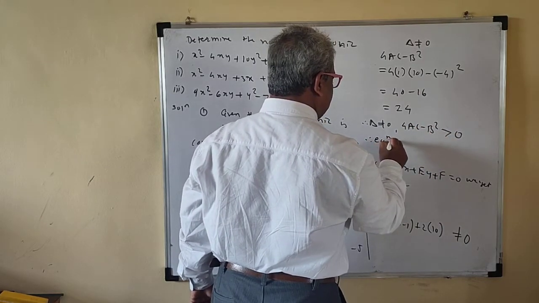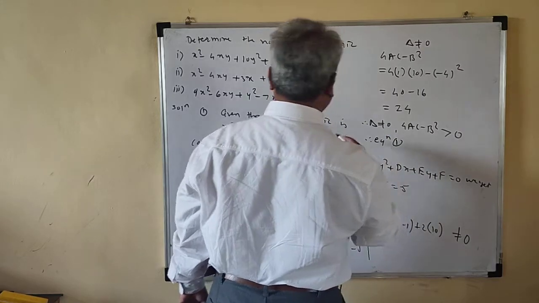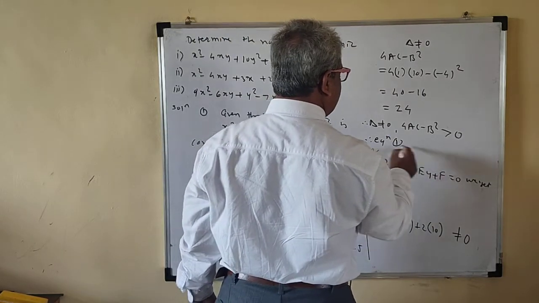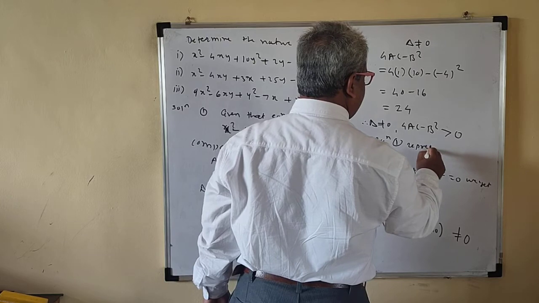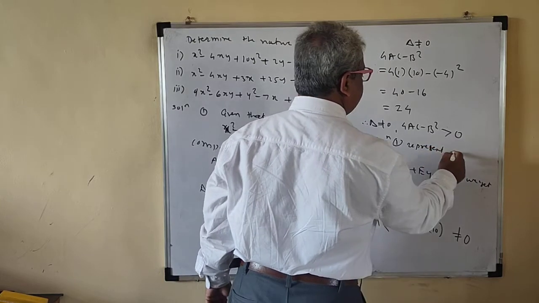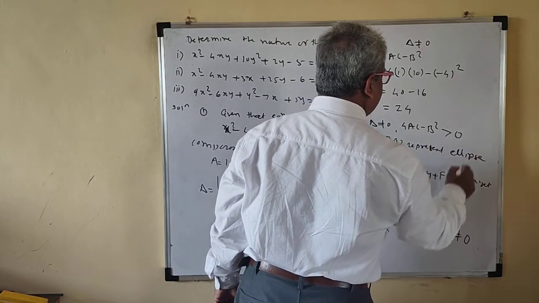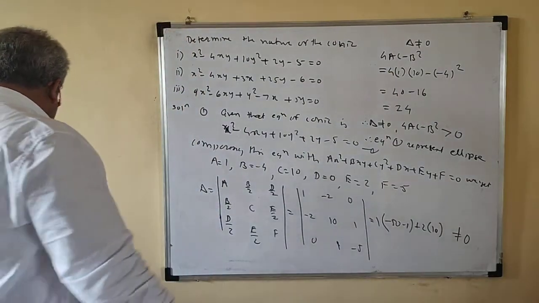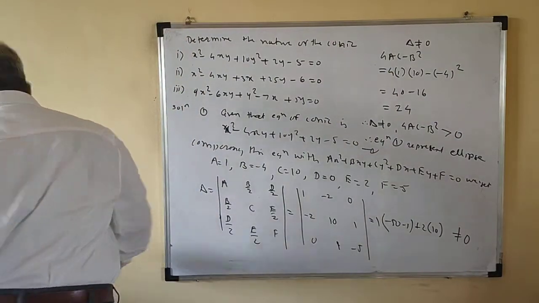Therefore equation 1, so we are calling that equation 1 now, represents an ellipse. This is the important point we have.